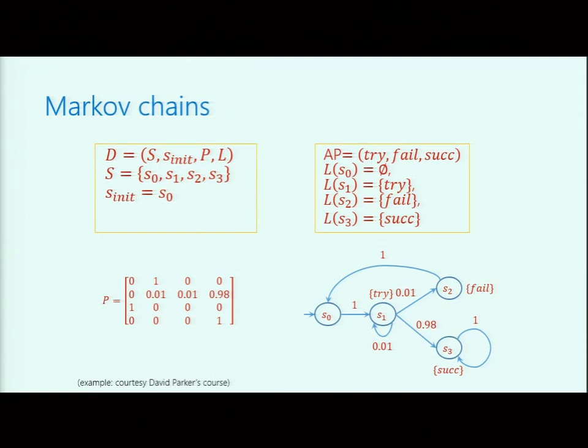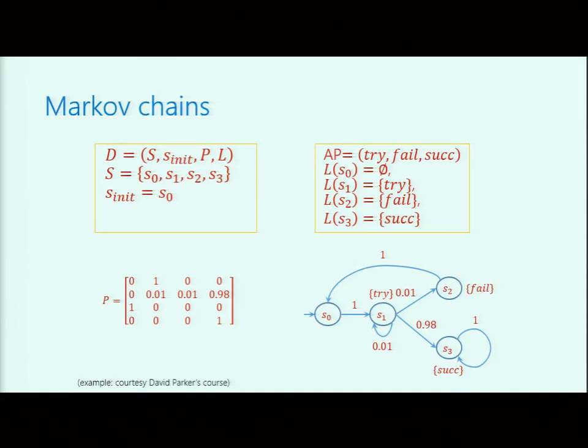So for example, I have the state S1 which can go to either S2 or S3, and the transition from S1 to S2 happens with a probability 0.01, and the transition from S1 to S3 happens with a probability 0.98. Right? It's a probability distribution over transitions, so therefore these must add up to 1, and that's sort of encoded by this matrix over here, right, which basically tells you the transitions of going from 0 to 0, 0 to 1 and so on, right?